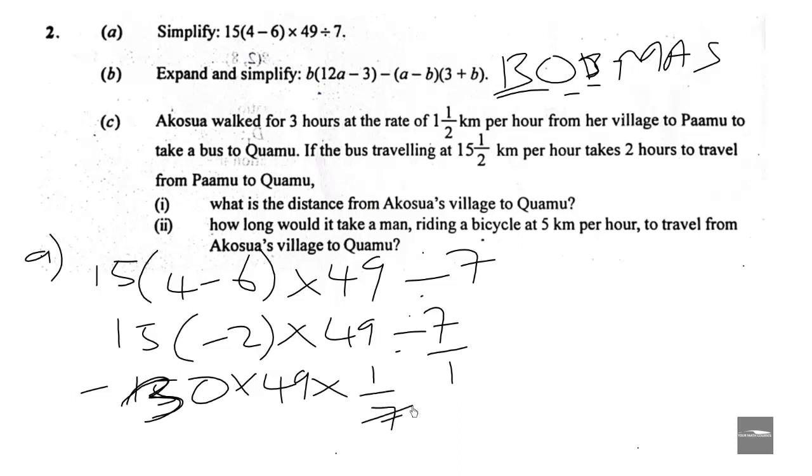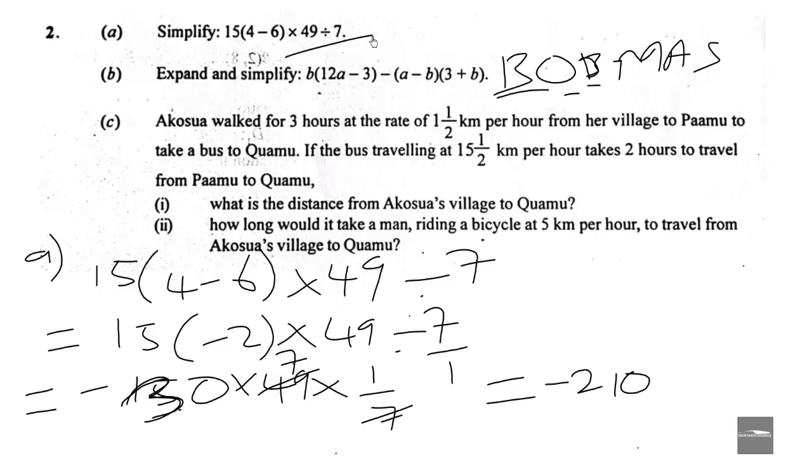So 7 will go into 49 how many times? 7 times. 7 times 30. We know that 7 times 3 is 21. So 7 times 30 will be negative 210. So when we simplify this, we get negative 210.